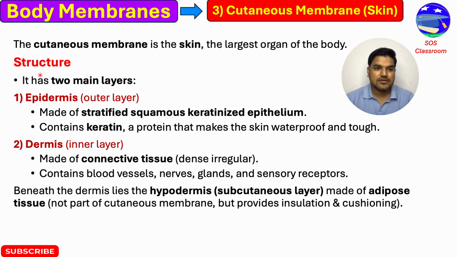So you can see the cutaneous membrane is the skin, the largest organ of the body. It has two layers: the epidermis, the outer layer, and the dermis, the inner layer. The outer layer is made of stratified squamous keratinized epithelium. Because of the presence of the protein keratin, it makes the skin a waterproof and tough layer.